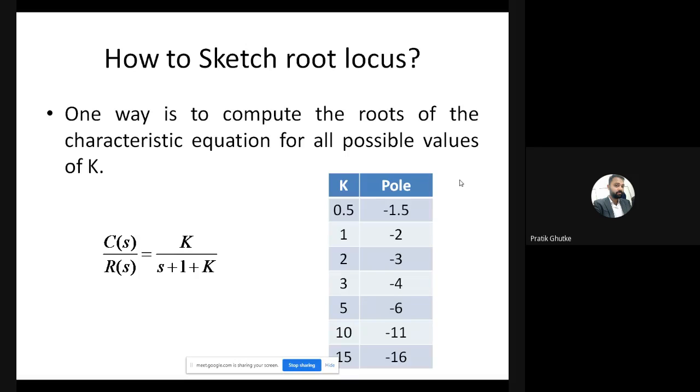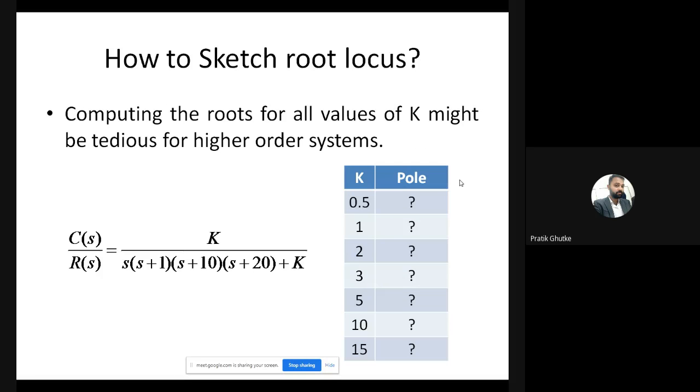Now K is varied from 0.5 up to 15, so the pole will obviously vary. It will be minus 1.5, minus 2, minus 3, minus 4, minus 6, minus 11, and then minus 16. So how do we sketch the root locus for these poles? They are simple poles, right? Computing all the root locus values for all K might be tedious for higher order systems. This C(s) divided by R(s) has four simple poles. In this numerical, we can see that the poles are at 0, minus 1, minus 10, and minus 20.